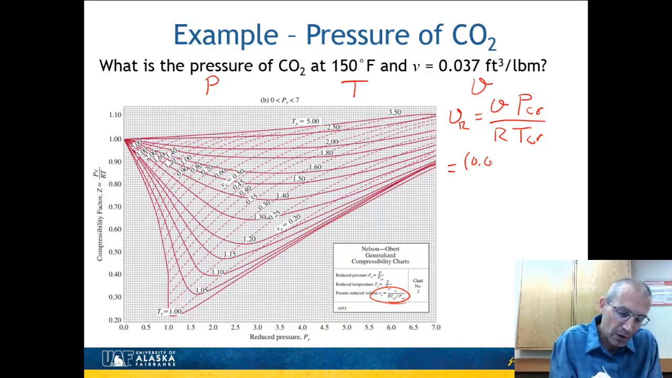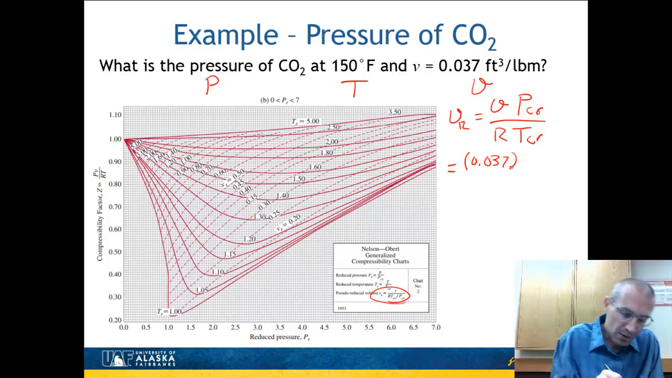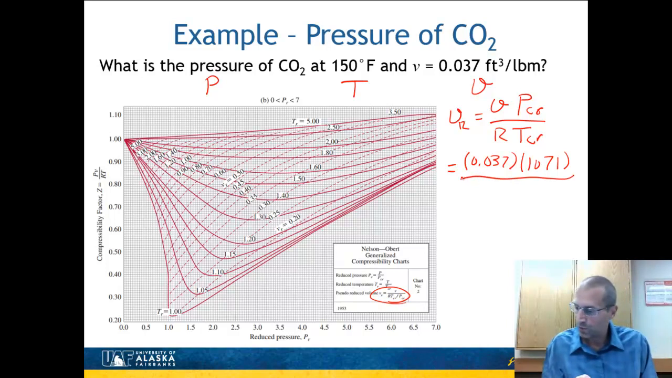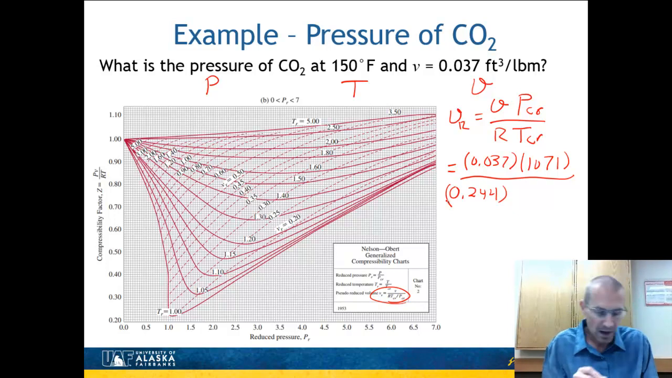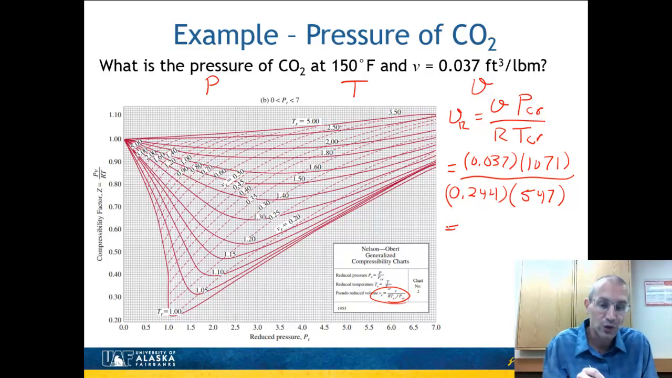I have 0.037. My critical pressure of 1071. The value of R in this problem, 0.244. We're working with carbon dioxide. And my critical temperature is 547. And that will give me a reduced volume of about 0.3.